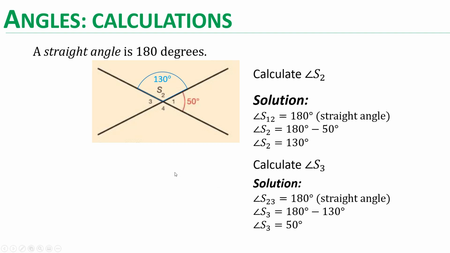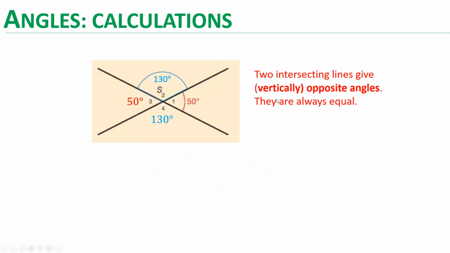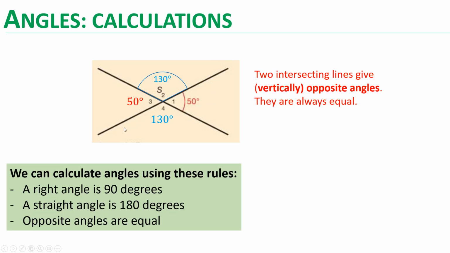And this is not a coincidence. As you know, this always happens with what we call vertically opposite or simply opposite angles, which you get when two lines meet at one point. Those angles are always equal. So this gives us three basic rules for calculating angles. A right angle is 90 degrees, a straight angle is 180 degrees, and opposite angles are equal. And this is basically what the first exercise in the prior knowledge will be about.